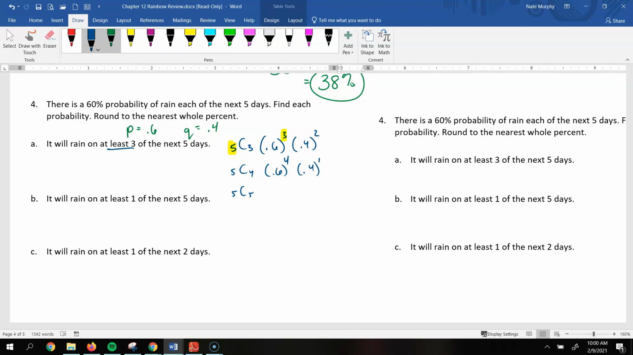So it means we'd have 1 day without rain. And then lastly, we'd have 0.6. We'd have all 5 days here raining, and then we'd have no days without rain. And so now what we're going to have to do is figure out what each of these are. So we would just type these in your calculators.